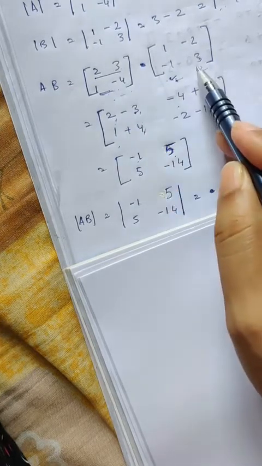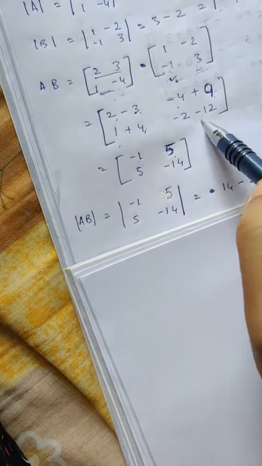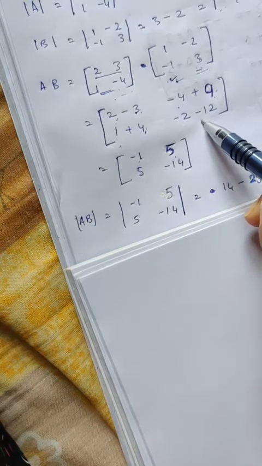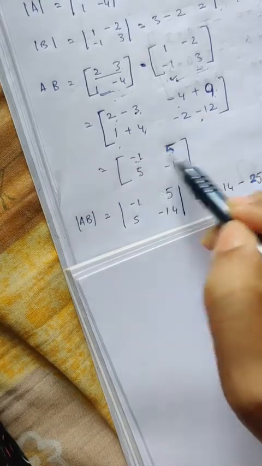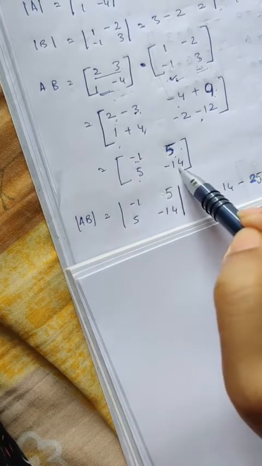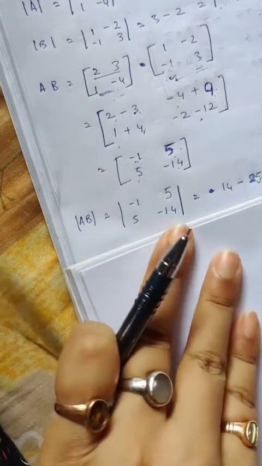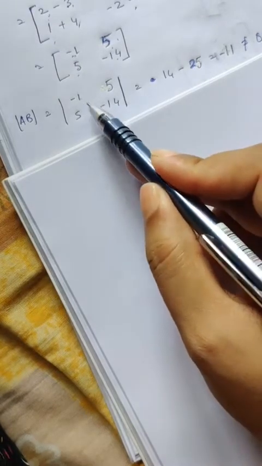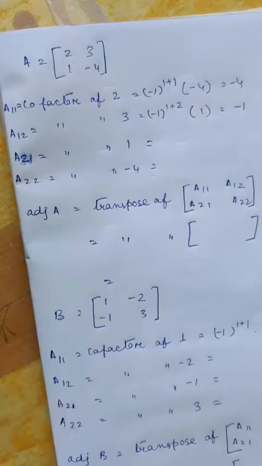Second row is multiplied by the second column, so minus 2 minus 12. So from here we will get minus 1, 5, 5, minus 14. Now we will find determinant of AB. So determinant of AB will be 14 minus 25. So answer will be minus 11.